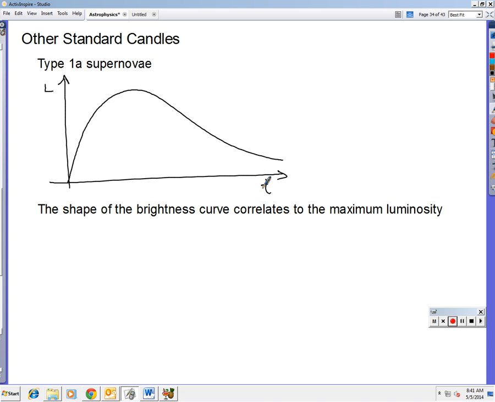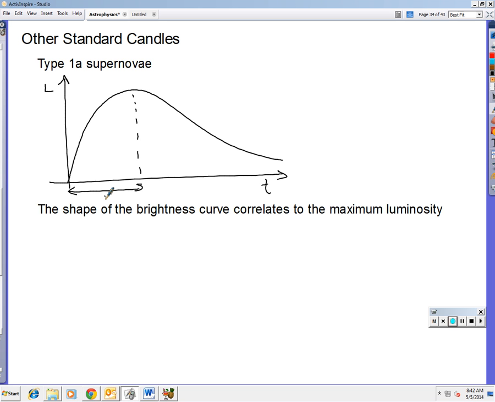And it turns out that there's a very predictable relationship between the time to the maximum brightness and the luminosity. And so you should know that type 1a supernovae are another example of standard candles. You don't need to know the details of it, but you should know that it's easy to calculate their luminosity without knowing how far away they are.